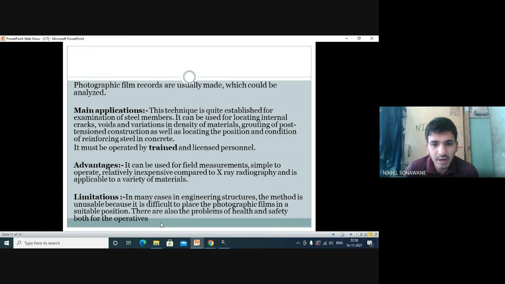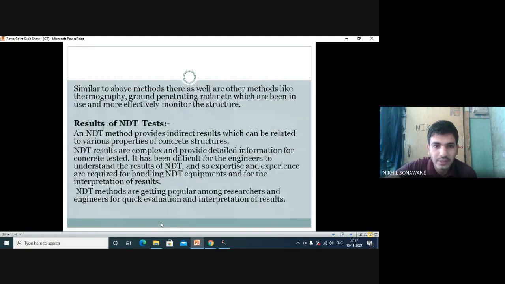And this method requires trained workers as well as licensed personnel, as handling gamma ray equipment is somewhat risky, so a license is required for this, as well as trained persons. Advantages: it is inexpensive as compared to the x-ray radiography, which is more expensive. And in the field it can be operated by the expertise. And certain limitations I found is it sometimes becomes difficult to keep the photographic film records because of some issues. Then some health issues are associated with this technique, so proper operating is required.